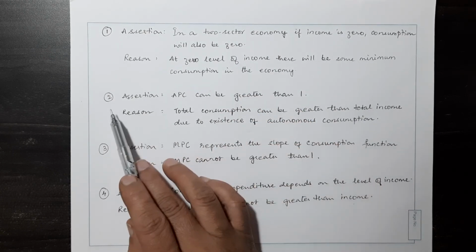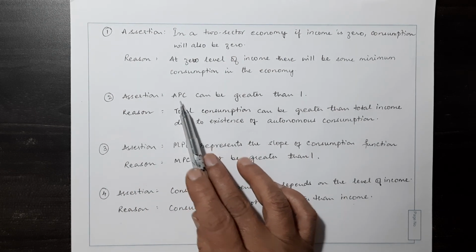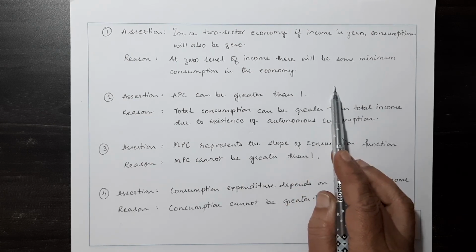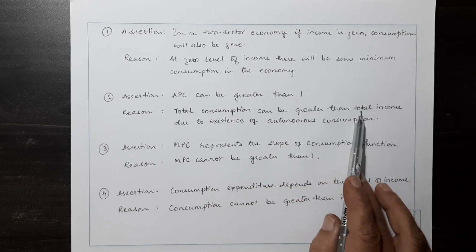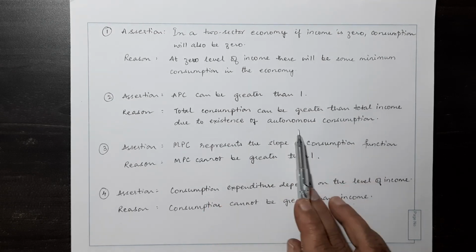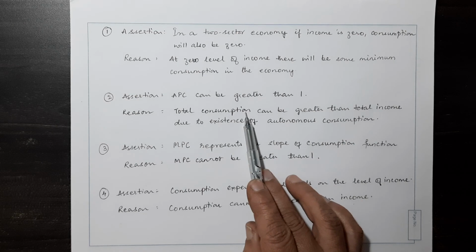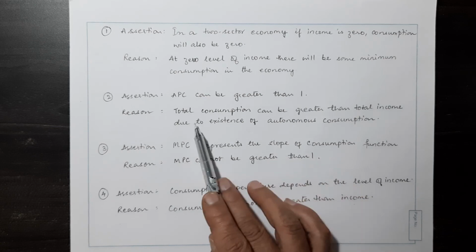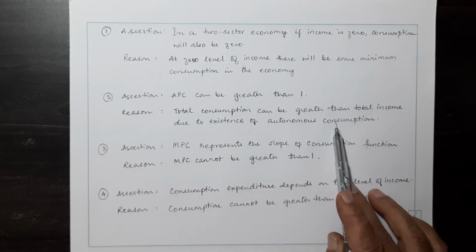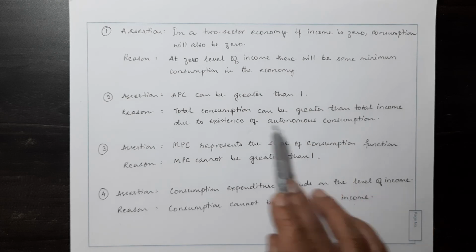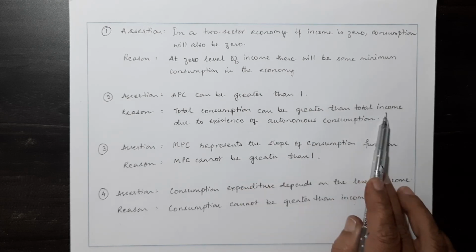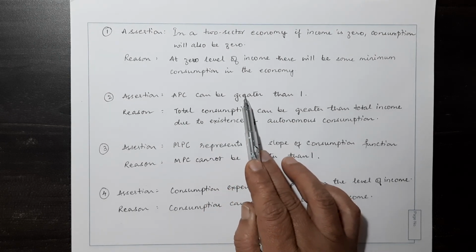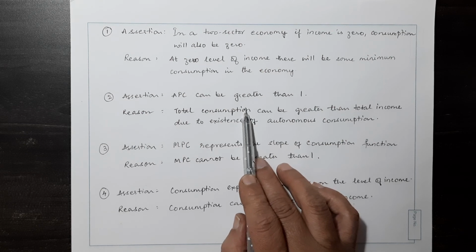Okay. Now second sentence. Assertion says APC can be greater than 1. We know it can be greater than 1. So this is a true statement. Now total consumption can be greater than total income due to existence of autonomous consumption. Yes, consumption can be greater than income. That is why APC is greater than 1. And it is giving us the explanation due to existence of autonomous consumption. Yes, because of autonomous consumption, consumption is greater than total income. Okay, so this is true, and this is giving the correct explanation for assertion. So here we will write option A.